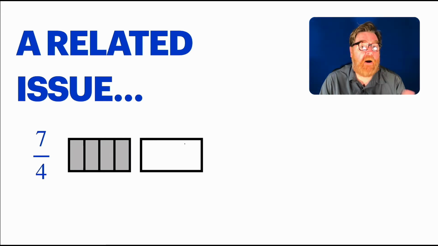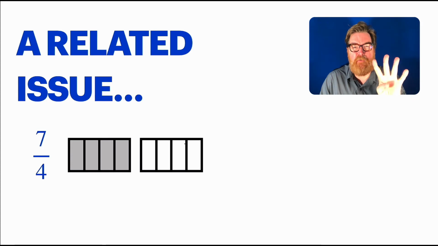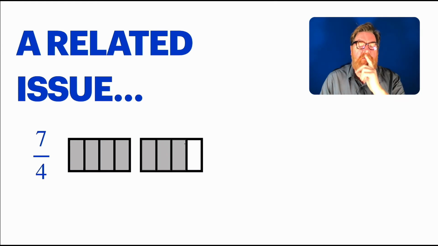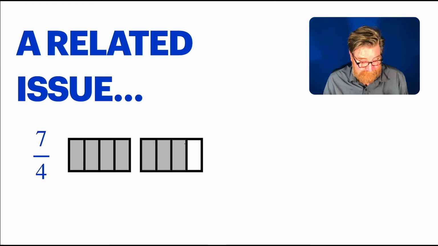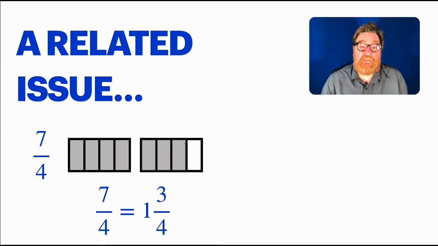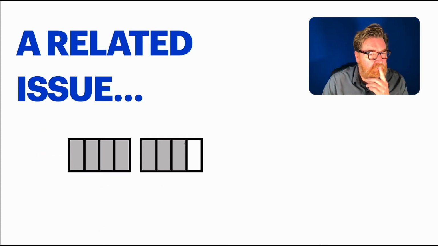So we'll go to another bar. Let's split it up into fourths. And we already have 4 of them from the first bar. So we need 5, 6, 7. There's 7/4. Well, by looking at the bars, you can see that 7/4 is really the same as 1 3/4, isn't it? Good, good.